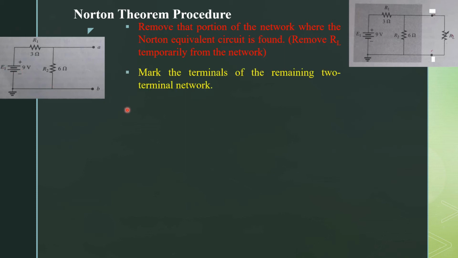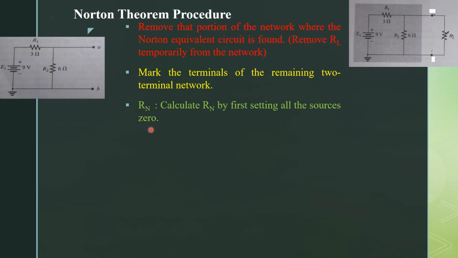In the second step, mark the terminals of the remaining two-terminal network. We marked here A and B. Find Rn. Rn is basically the Norton resistance. Calculate the Norton resistance by first setting all the sources to 0.